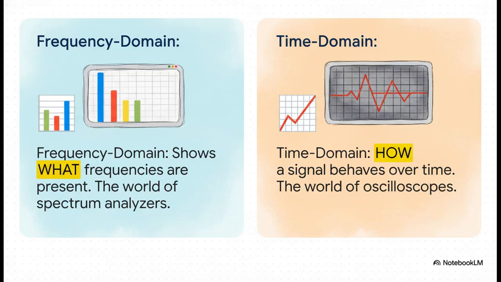Well, on one side, you've got the frequency domain. That's your spectrum analyzer's home turf. It's awesome for telling you what frequencies are out there and how strong they are. But then you've got the time domain, the world of the oscilloscope. This shows you how a signal's voltage is actually changing, moment by moment. It's kind of like the difference between seeing a list of ingredients versus watching the chef actually cook the meal.